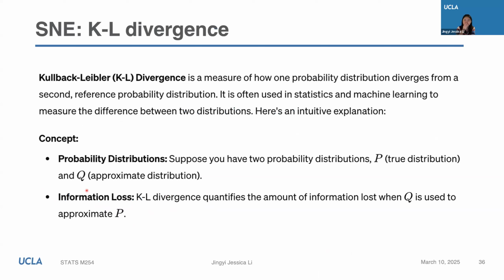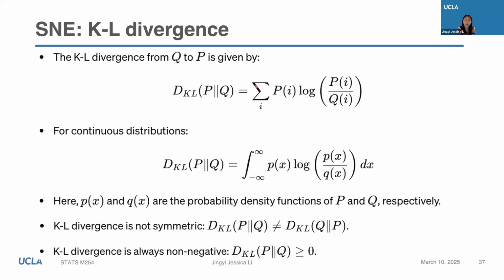Okay, so KL divergence. If this is something new to you, we'll do a quick review here. It is a measure of how one probability distribution diverges from a second reference probability distribution. It is often used in statistics and machine learning to measure the difference between two distributions. Here's an intuitive explanation. We have two probability distributions: P is the true distribution, Q is the approximate distribution. In our case, P is the high-dimensional distribution, and Q is what we try to get in the 2D space, qj given i. As for information loss, KL divergence quantifies the amount of information loss when Q is used to approximate P. So P is the true distribution and Q is the approximate distribution.